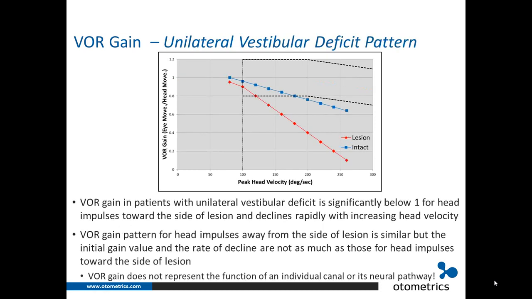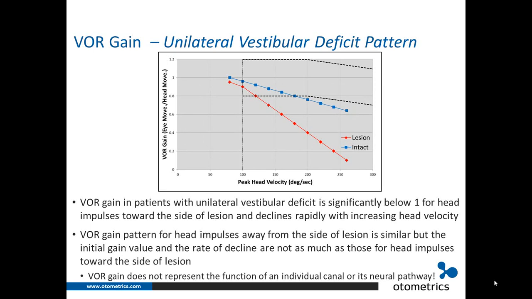In patients with unilateral vestibular deficits, the VOR gain may start close to 1 for head velocities that are below the optimal range. But for head impulses toward the site of lesion, the gain declines rapidly with increasing head velocity. The VOR gain pattern for head impulses away from the site of lesion is similar, but both the initial gain value and the rate of decline are not as much as those for head impulses toward the site of lesion.